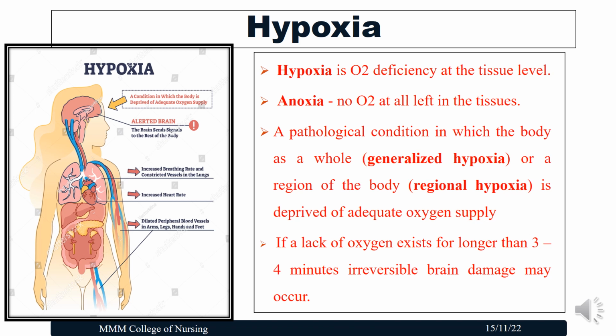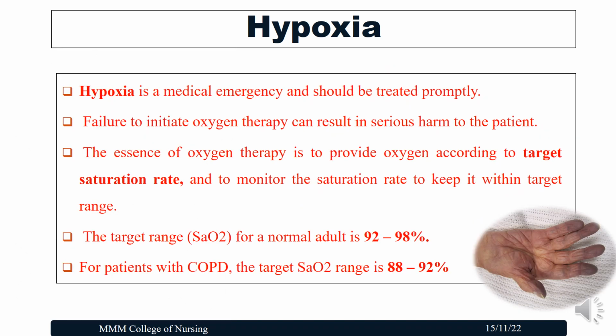If a lack of oxygen exists for longer than 3 to 4 minutes, irreversible brain damage can happen to the patient. So it is very important to treat hypoxia as early as possible to prevent complications. Hypoxia is a medical emergency and it should be treated promptly. One should identify hypoxia at the earliest and prompt treatment should be provided for the patient.